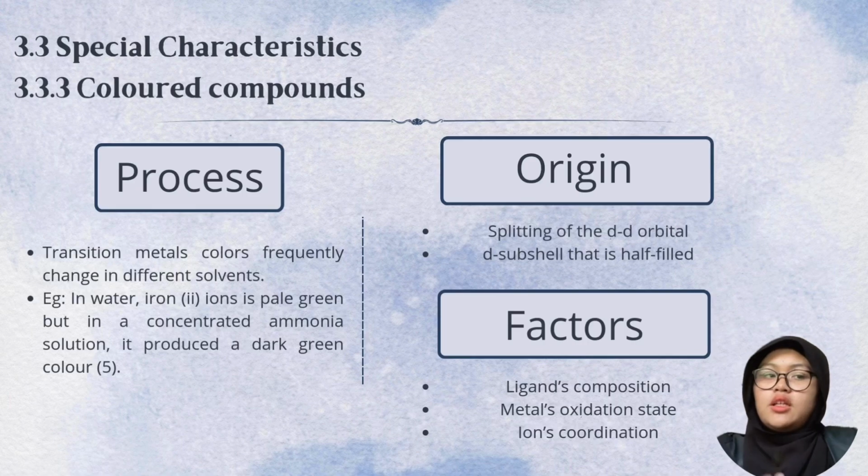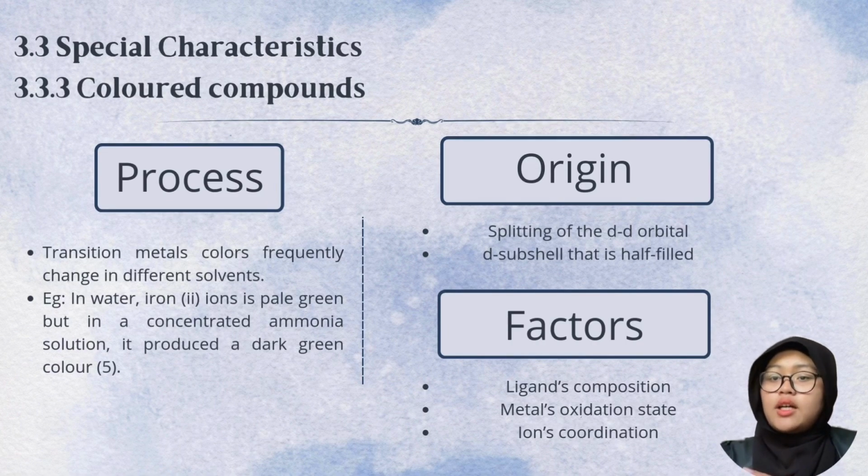So another reason as to why transition metals can produce colored compounds is when the d subshell is partially filled from d1 to d9, electrons can transition from a lower energy state to a higher energy state.